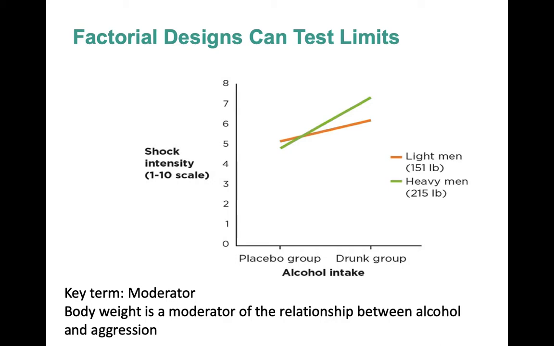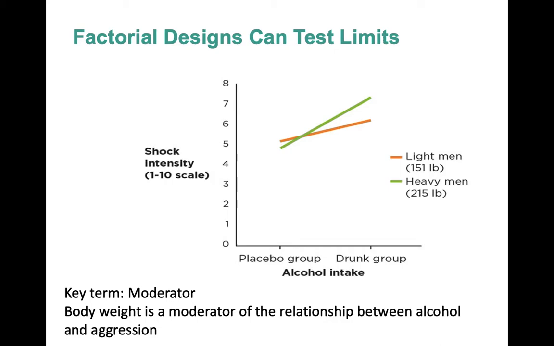So going back to the alcohol and aggression study, what if researchers wondered if the effect of alcohol on aggression depends on body weight? Researchers actually did this. They randomly assigned men to a drunk group and a placebo group, and measured their aggression through shock intensity during the game. But then they segmented the participants into light men and heavy men. And what you can see by looking at the graph is that the effect of alcohol was actually stronger for heavier men, which is counterintuitive to me, but I guess that's what they found.